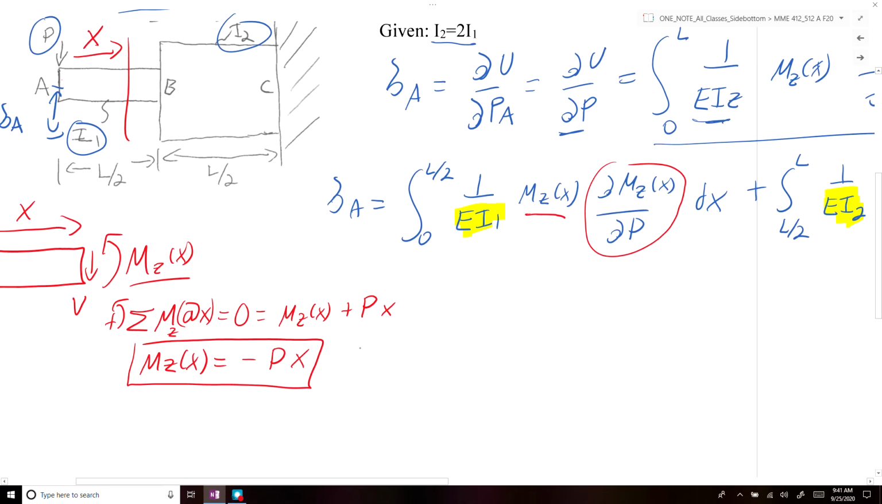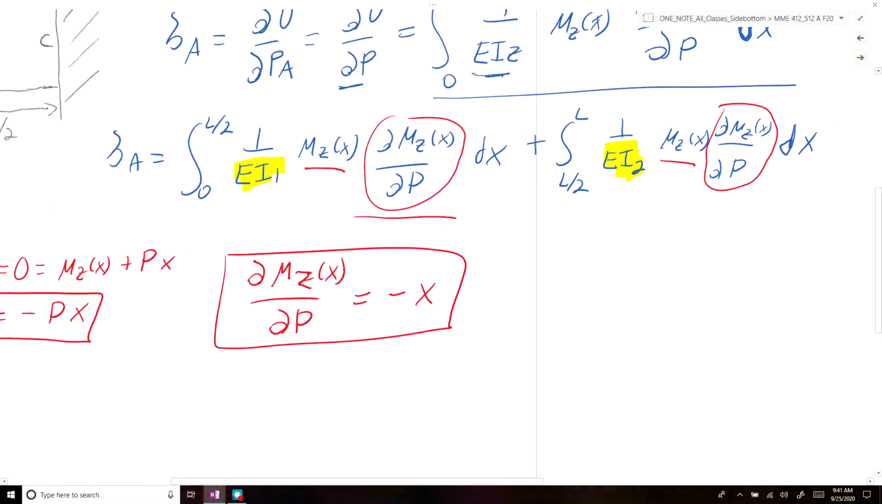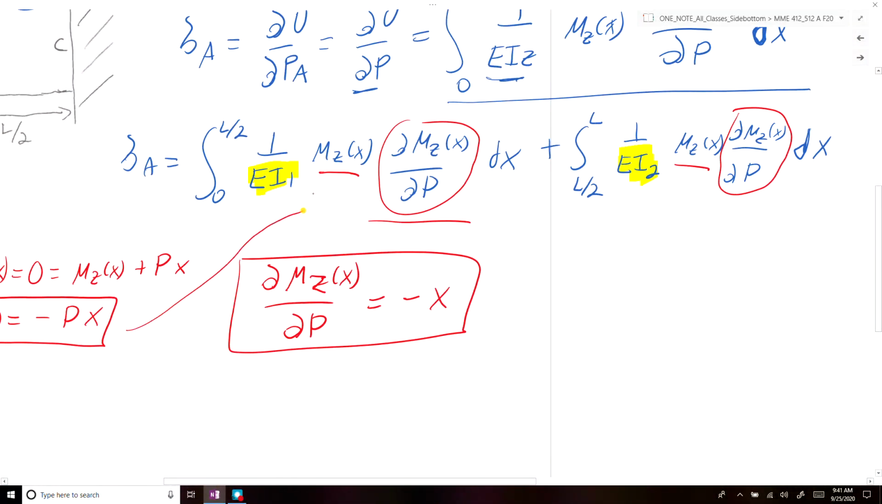The other term that we need to know is the derivative of Mz of x with respect to our applied load P. If we take that derivative, it would just be equal to negative x. So those are our two unknowns. The only thing we have to do now is plug those two unknowns into our integrals.